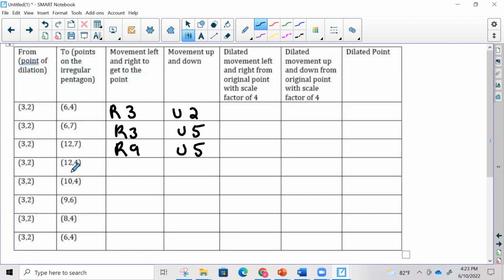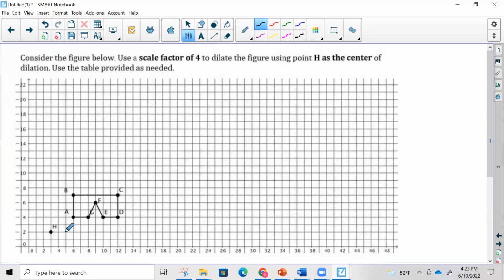Okay, like I said, you can also find it by taking your point on your figure, on your pre-image, and subtracting the point of dilation. So here I could do 12 minus 3, so that would be 9. And 4 minus 2, which is 2. We're always starting at this point, so I'd have to go right 9 to get from 3 to 12, and up 2 to get from 2 to 4. So if you want to do it that way, you can, or again, you can just count each one. So we need to do.